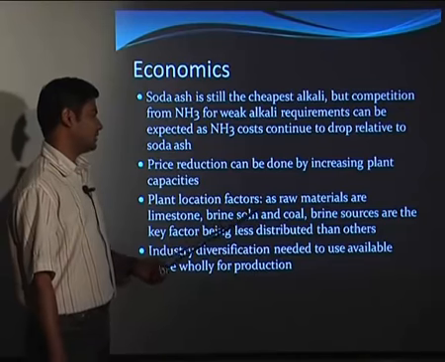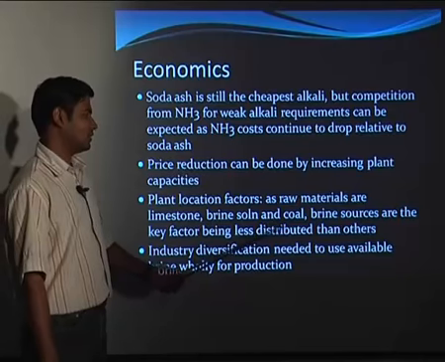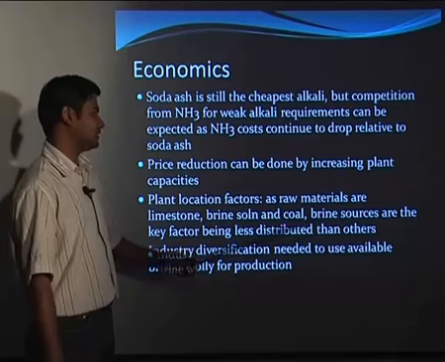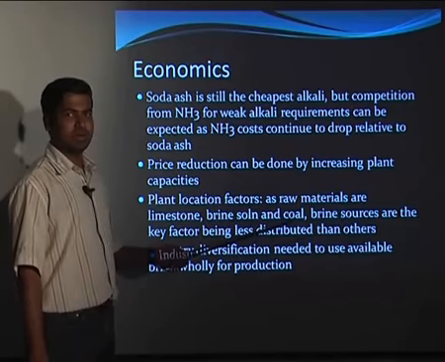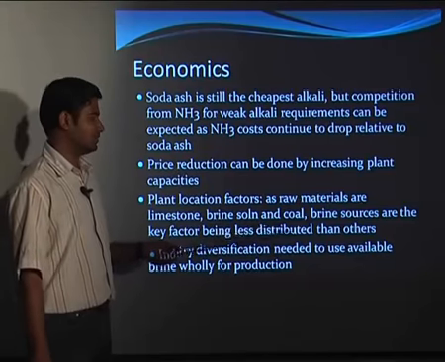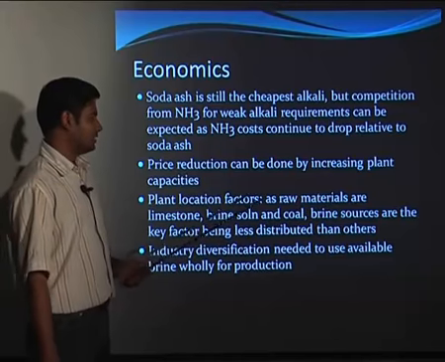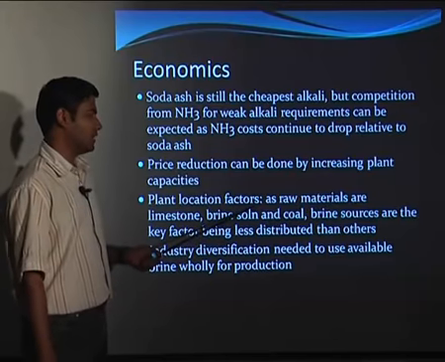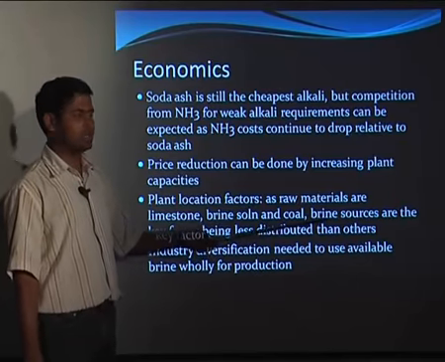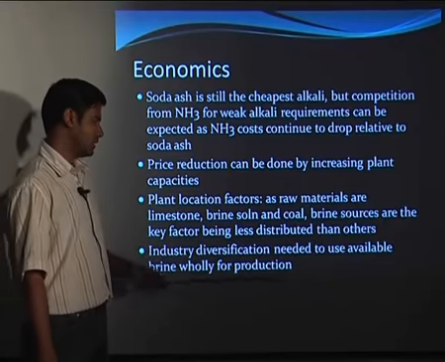Then plant location factors. The raw materials are limestone, brine solution and coal, and brine sources are the key factor, being less widely distributed than the others. So the coal and the limestone we can have in quantity, but the brine sources are limited, so we always have to look for a plant location where brine is available in major quantity and nearest to the plant. So the brine sources will affect the plant location.